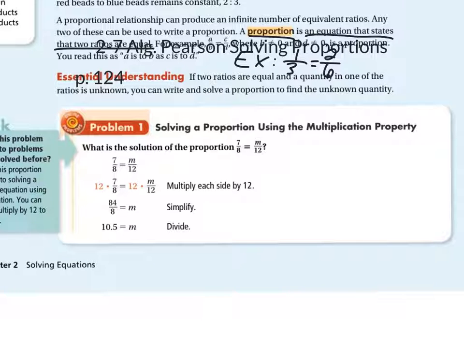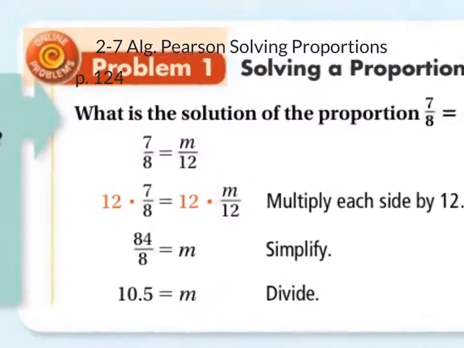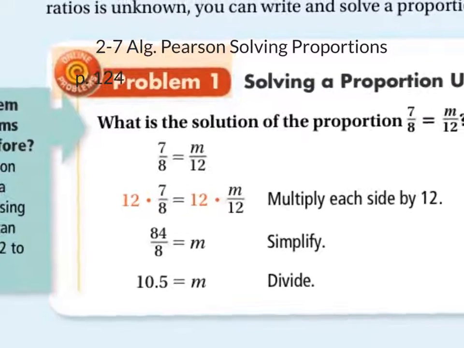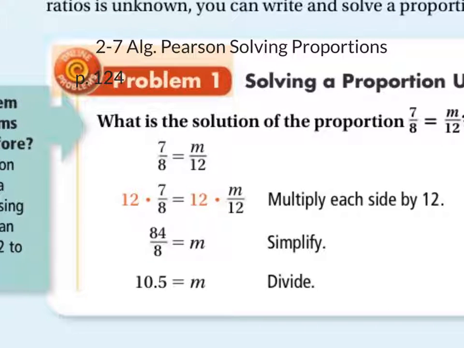So if you look on problem 1, we've got 7/8 equals m over 12. If we're solving this, we could just use the multiplication property like the book mentions. So we could just say m is being divided by 12, so let's multiply by 12 on both sides. When you do that, that's like 12 over 1. And then if you multiply, you get 84 over 8, and then divide that, it is 10 5/10 or 10 1/2.